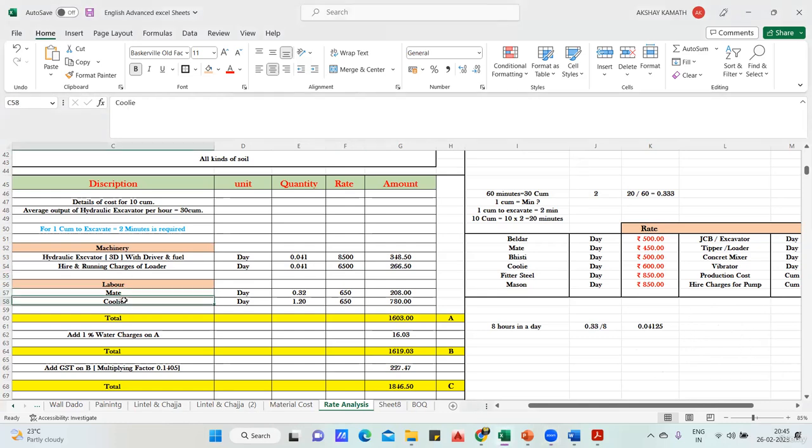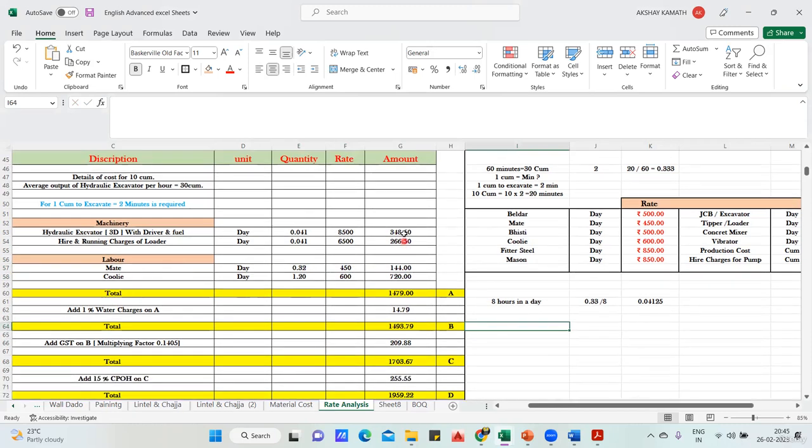One is a mate and one is a coolie. In the code, it is given that you have to take 0.32 constant for the mate, and for the coolie, you have to take 1.20. Again, you prepare a rate like this: in your area, what is the cost a mate takes for a single day of 8 hours, and how much a coolie will take. Here I have written that the mate in my place will take 450 rupees, so I'll input 450 here. And the coolie will take 600 rupees in my place, so I'll put 600 rupees. Finish. According to that, if I total now, the total will be 348, 266, 144, 720.